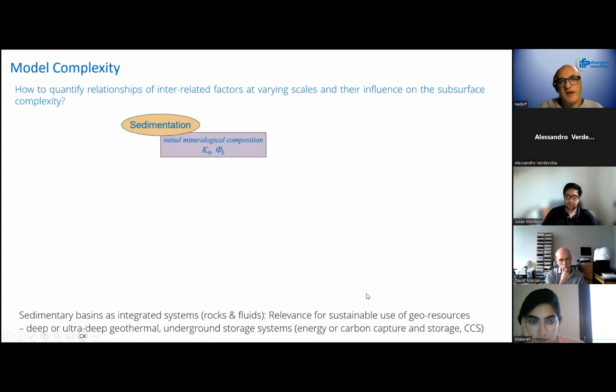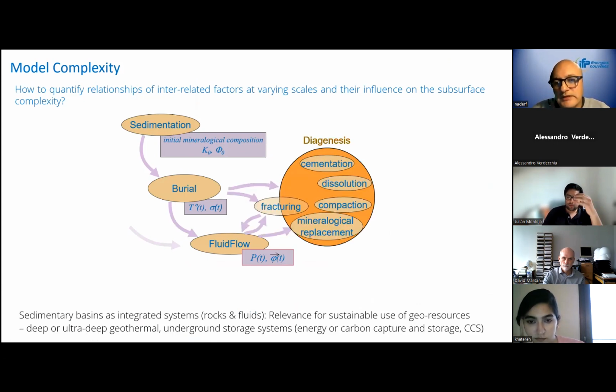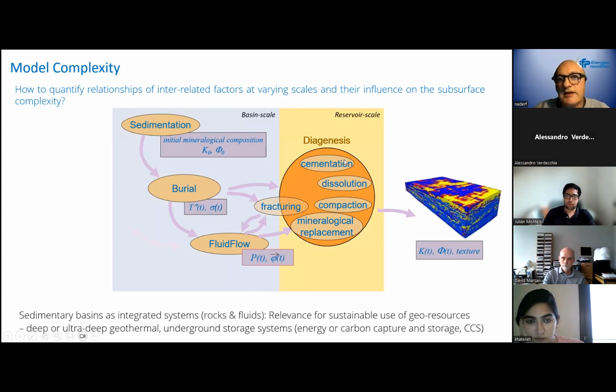So if I go now a step backward, every sedimentary basin has to have an initial mineralogy composition and deposition. It will be buried. It will also be affected by a fluid-rock system at very large scale that will create, with fractures, a lot of processes, dissolution, cementation, that will change the mineralogy of the rock. And what I need at the end is to understand all of these processes so that I can come up with a concept model and a numerical model for the reservoir evolution at a larger scale, but at a reservoir scale.